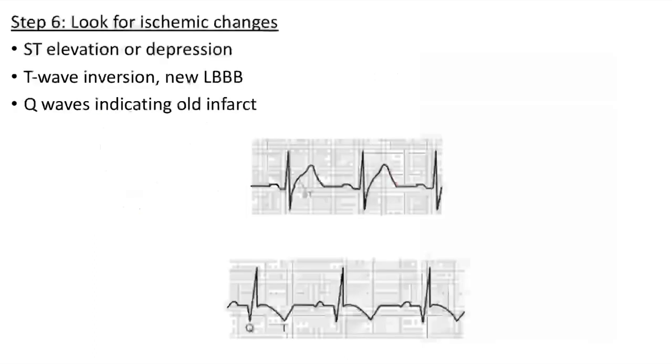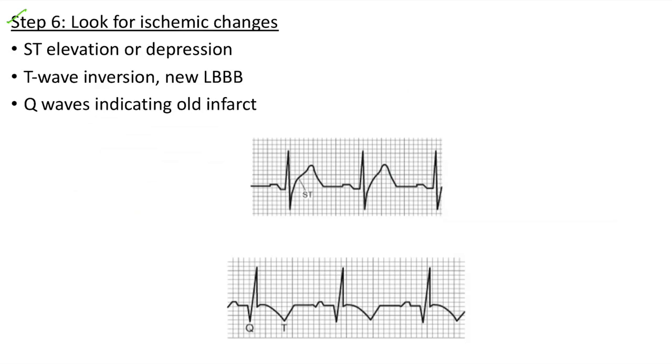The sixth step is we have to look for ischemic changes. The various ischemic changes include ST elevation or depression. This picture shows ST elevation. There can also be T wave inversion or new left bundle branch block. This picture shows T wave inversion. Pathological Q waves indicate old infarcts.